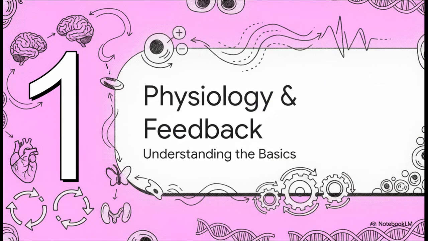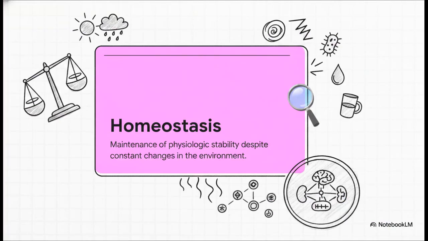Let's get right to it with Section 1, Endocrine Physiology and Feedback. The absolute number one crucial concept you have to wrap your head around here is homeostasis. Honestly, the overall mission of the entire endocrine system is simply to maintain this physiologic stability.